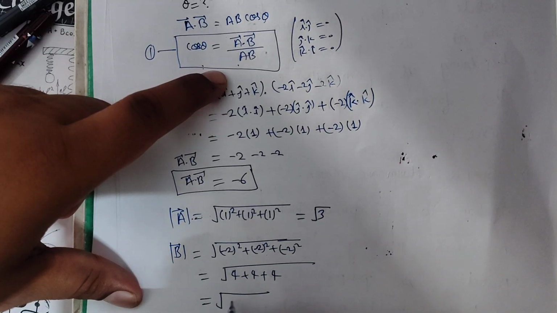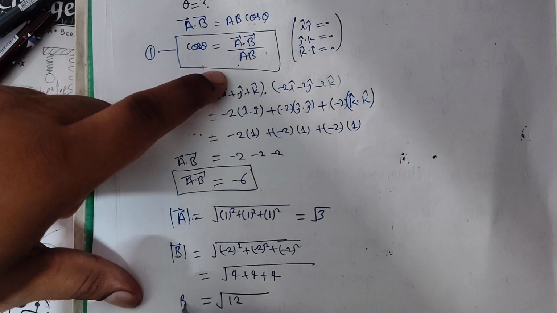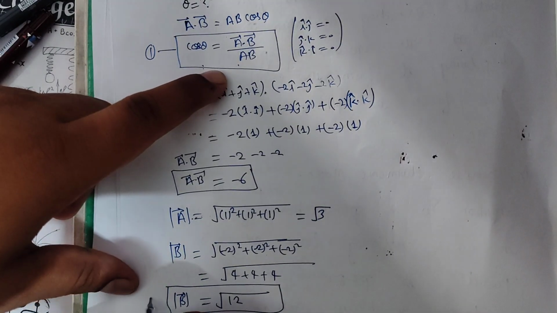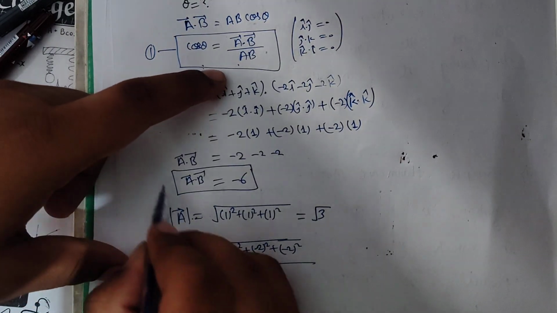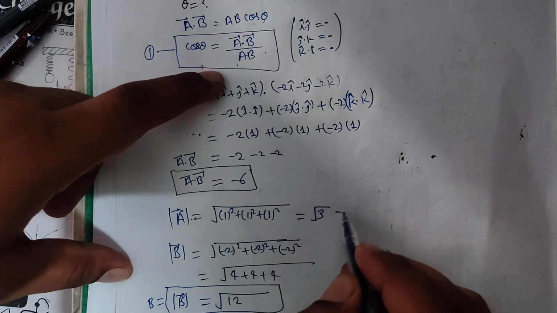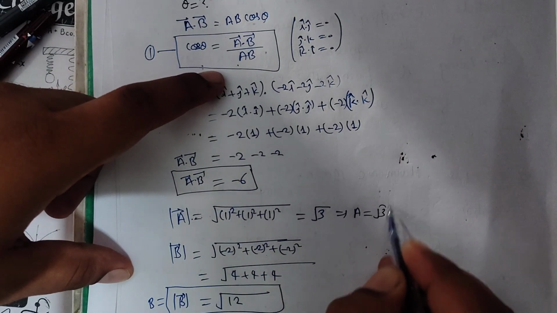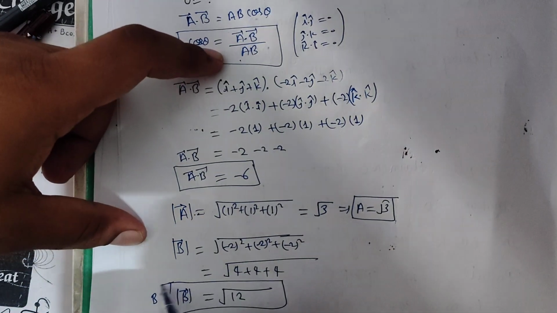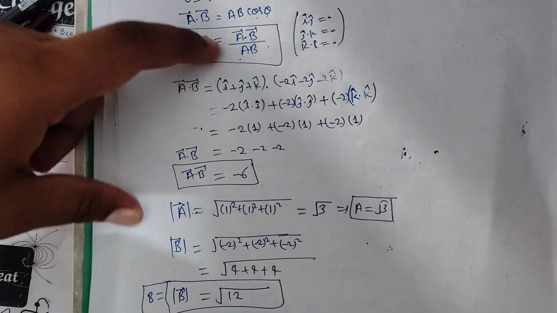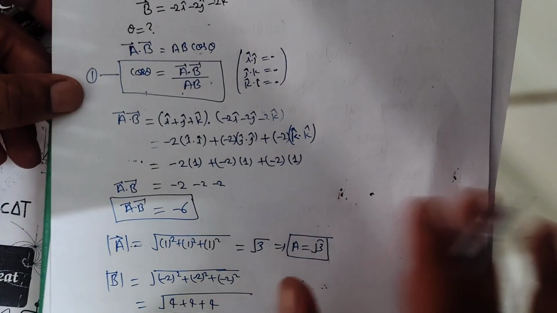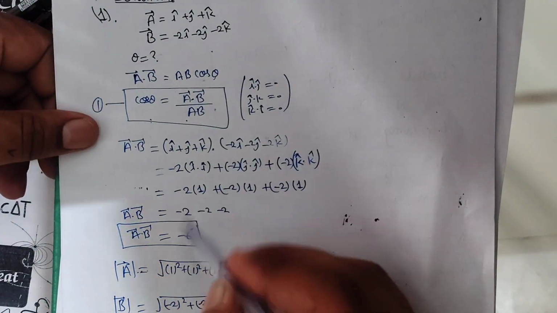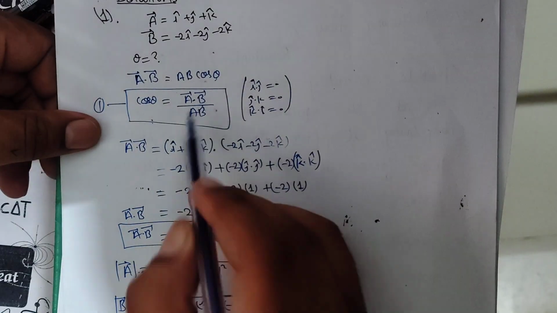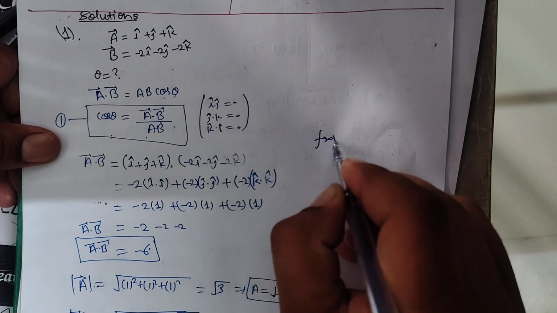So the answer is going to be under root 12. This was the magnitude of vector B, and the magnitude of vector A is going to be root 3. Now to get the value of cos theta, we will put the values from here and here into this equation.